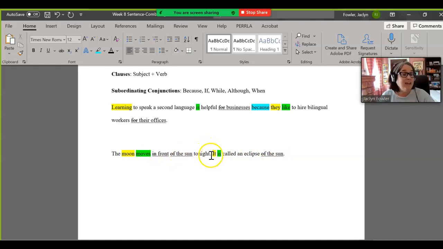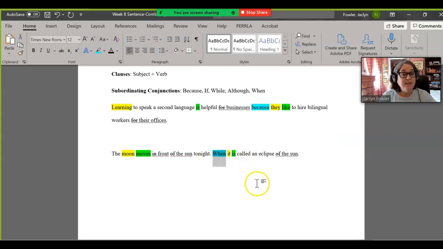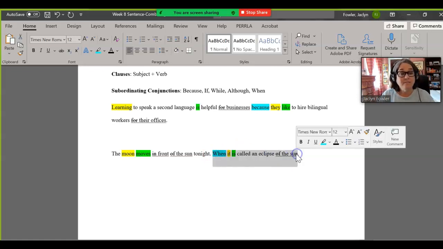And we're going to add when. Okay, so we'll add when to the beginning. We know that it is not a proper noun and it's not I, so we're going to make it a small one. This is our subordinating conjunction. And once we add the subordinating conjunction to the beginning, it's a dependent clause. It can't stand by itself. So when it is called an eclipse of the sun, what? What more do you want to say? Tell us more. All right?